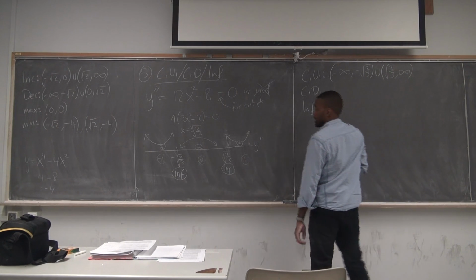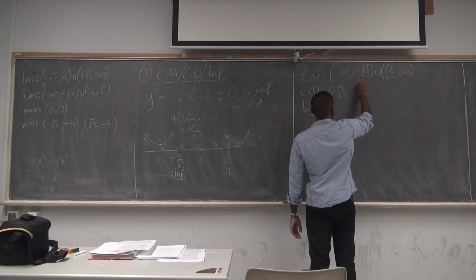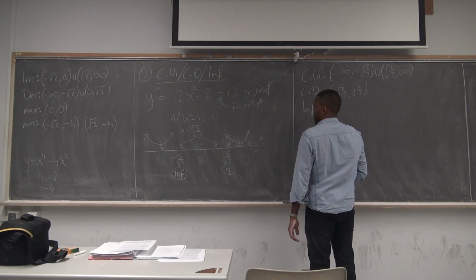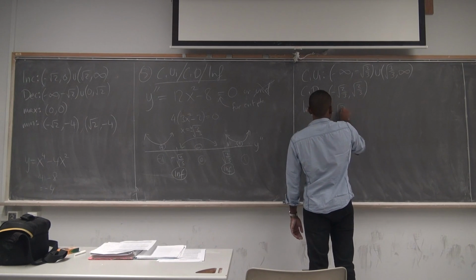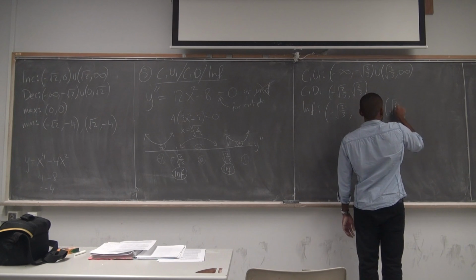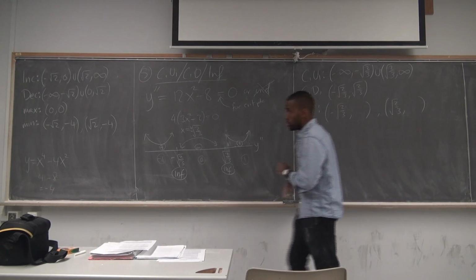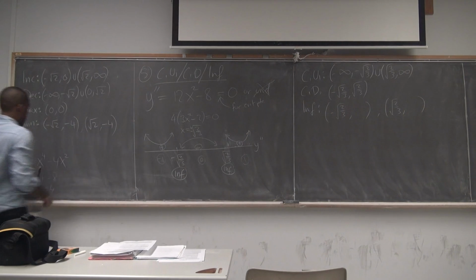Yep. Concave down between these two. Where are my inflection points? Well, there's one at minus radical 2/3 and one at positive radical 2/3. To figure out the corresponding y coordinates, I need to go to the original function.